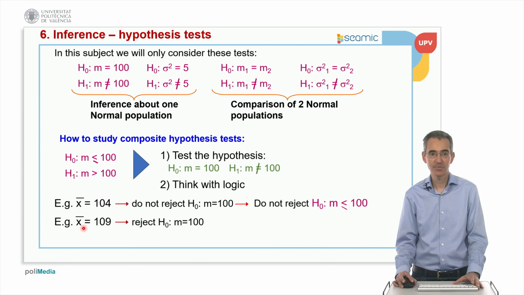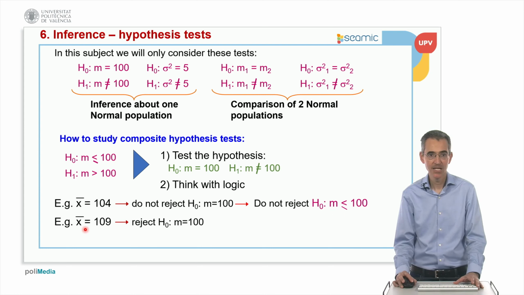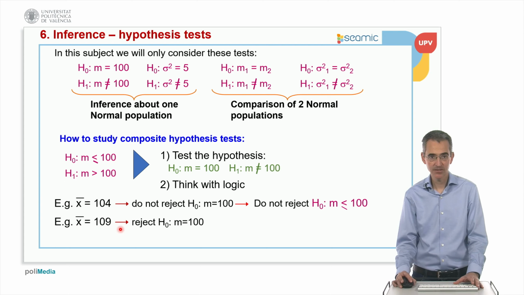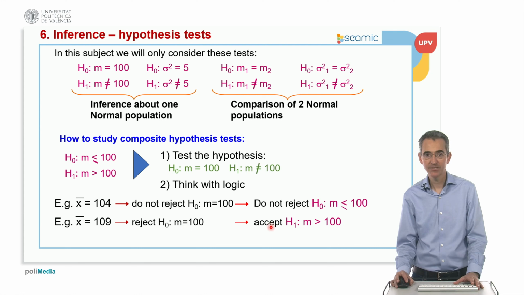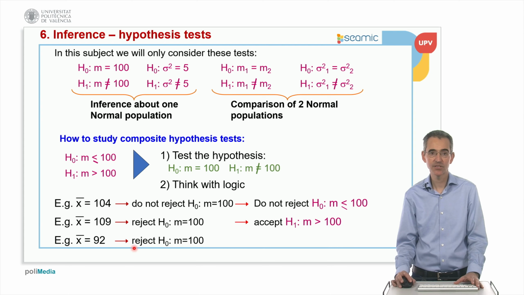Okay, but what happens in another case that the sample mean is 109 and imagine that the conclusion is to reject the null hypothesis? Okay, so we are rejecting this. So if this does not make sense, we will have to accept that M is higher than 100. As we obtained a sample mean that is higher than 100, the conclusion will be that the population mean is higher than 100. But what happens if the sample mean is 92 and the conclusion of the test is to reject this null hypothesis?